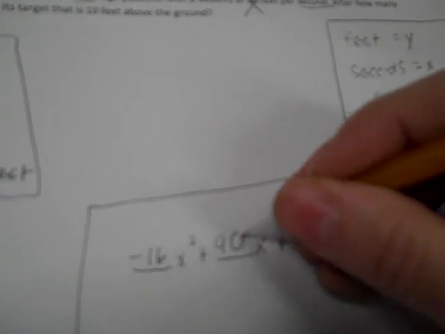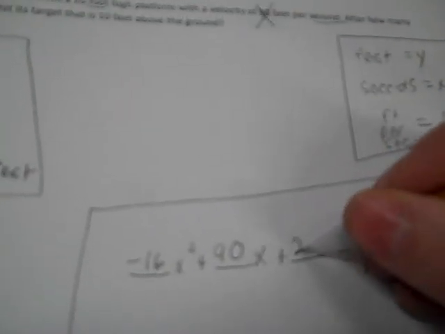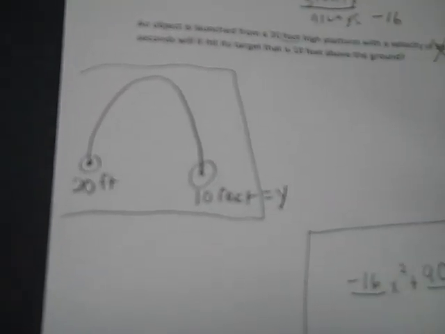Okay? So remember, gravity, it's not in the problem, but gravity's always negative 16. So negative 16 takes that blank, and then the feet per second, 90, goes in the next blank. You can't get them mixed up. Then we started at 20 feet, so I fill that with 20, and then 10 feet takes the place of the y variable.